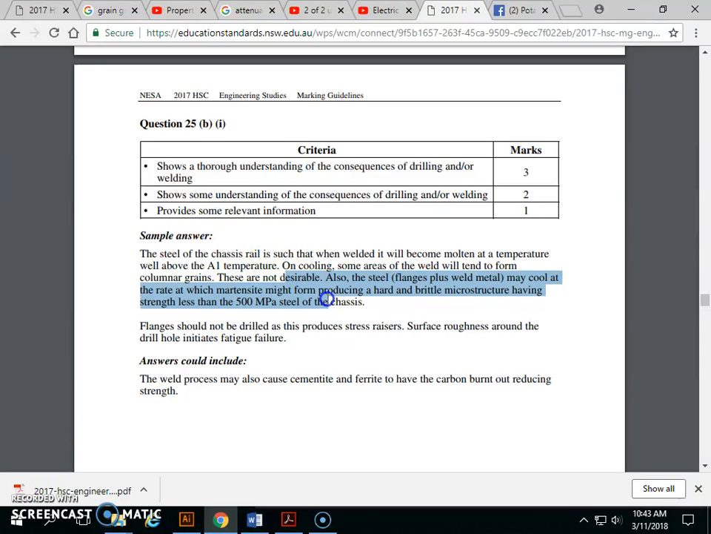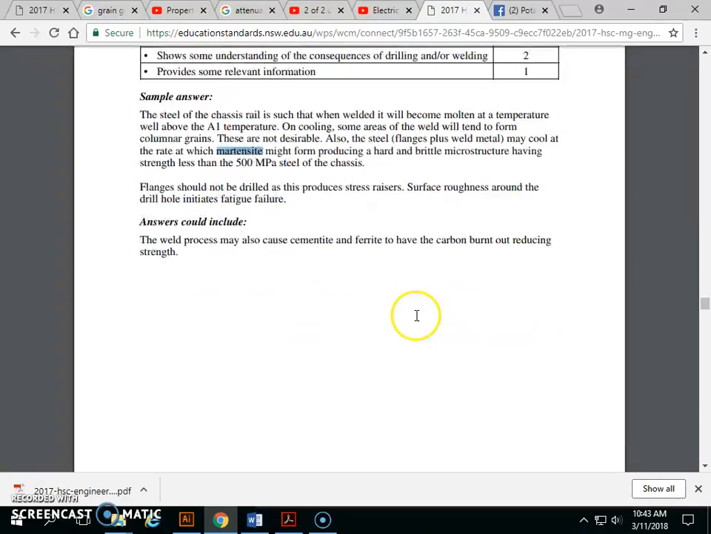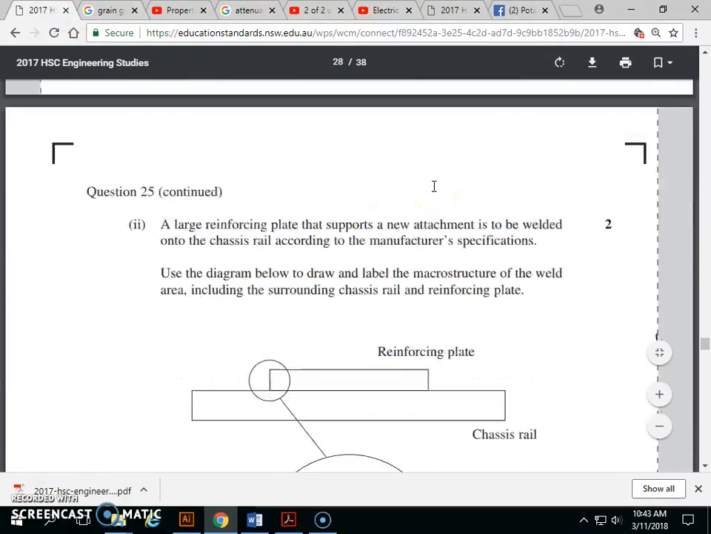They actually don't mention martensite. Oh, there we go. Good. I was worried. If I didn't say the word martensite, I would have been worried I'd given the wrong answer. But I'm happy with that answer.